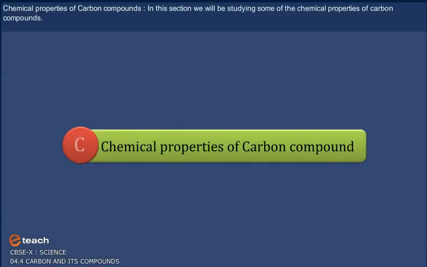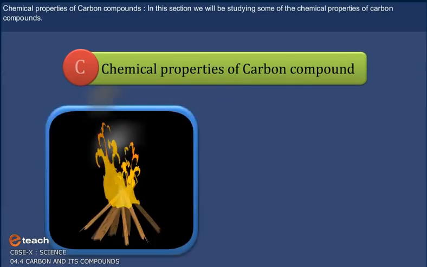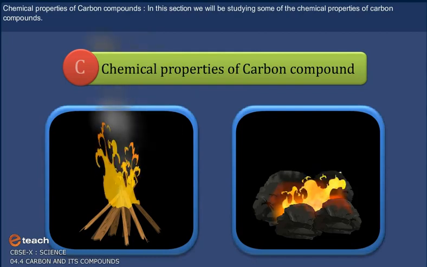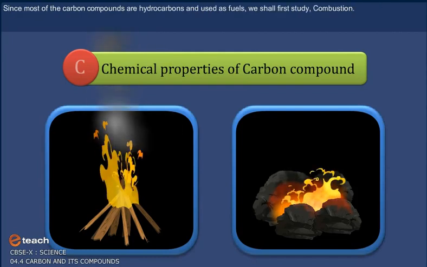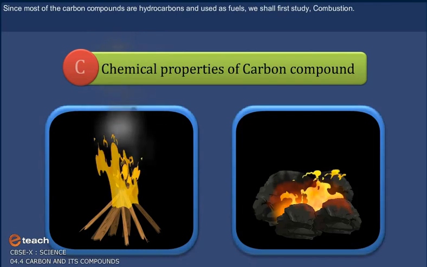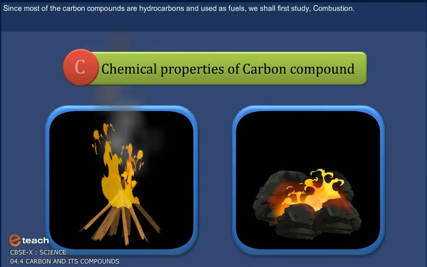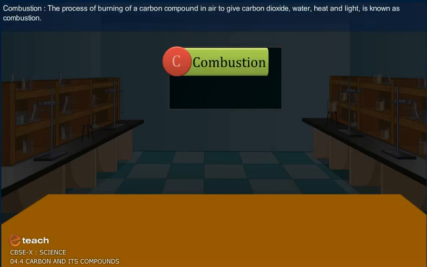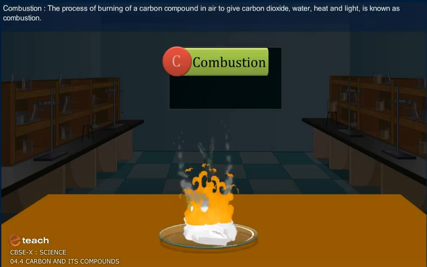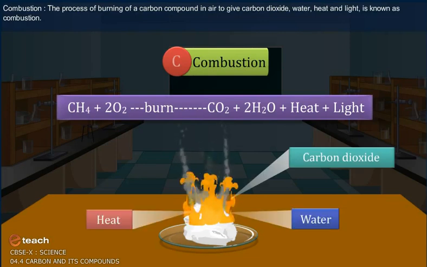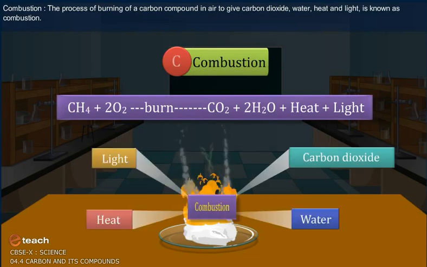Chemical properties of carbon compounds. In this section, we will be studying some important chemical properties of carbon compounds. Since most of the carbon compounds are hydrocarbons and used as fuels, we shall study first combustion. Combustion: the process of burning of a carbon compound in air to give carbon dioxide, water, heat and light is known as combustion.